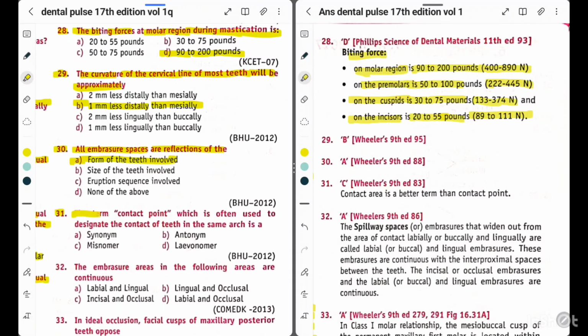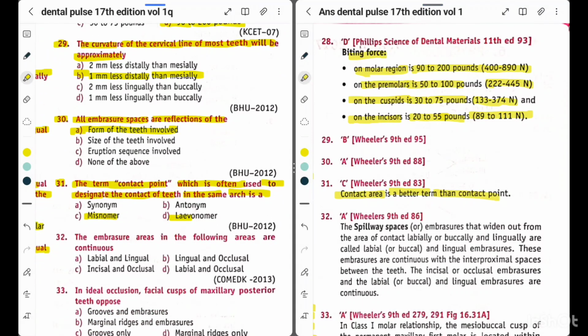Question 31. The term contact point, which is often used to designate the contact of the tooth in the same arch, is a question. So options are option A, synonym, option B, antonym, option C, misnomer, or option D, levonomer. So its answer is option C, misnomer. Contact area is a better term than contact point. So contact point is a misnomer.